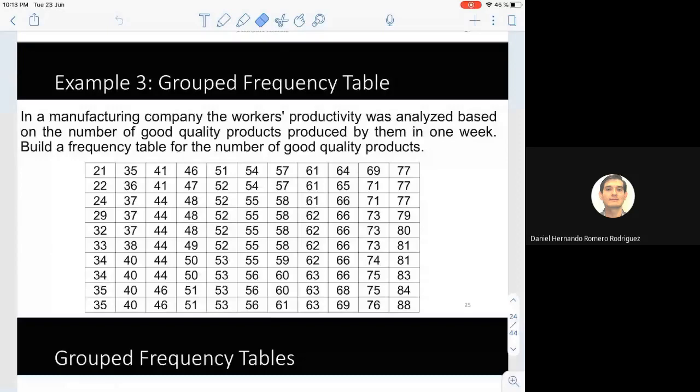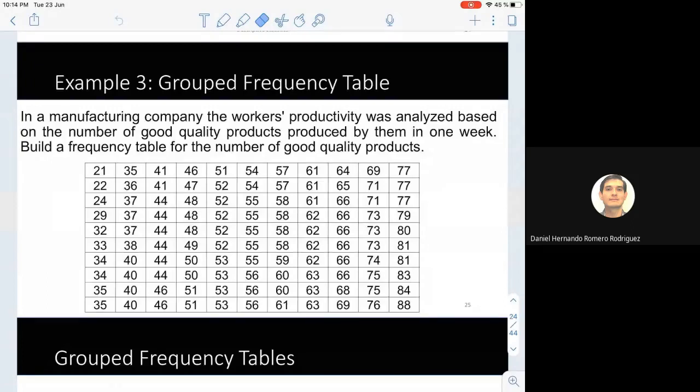So what is the meaning of grouped? It refers to the fact that in each row we will have an interval. That means that there are multiple outcomes of the variable in every single row and not just a single value per row. So for instance, let's check this example.